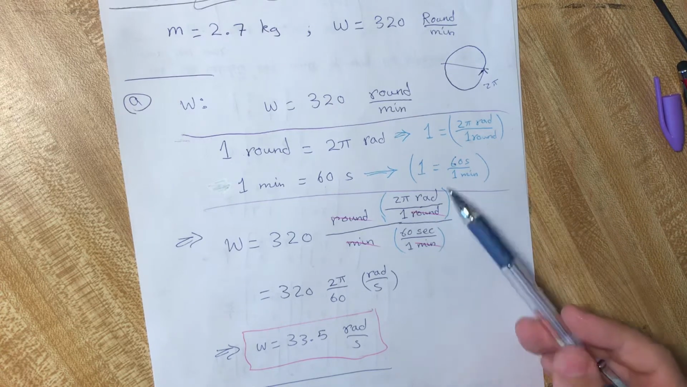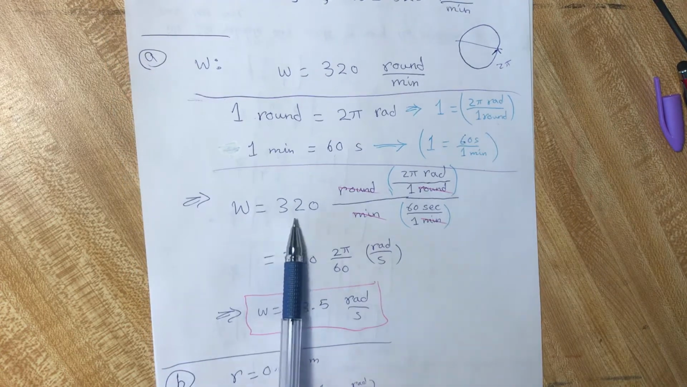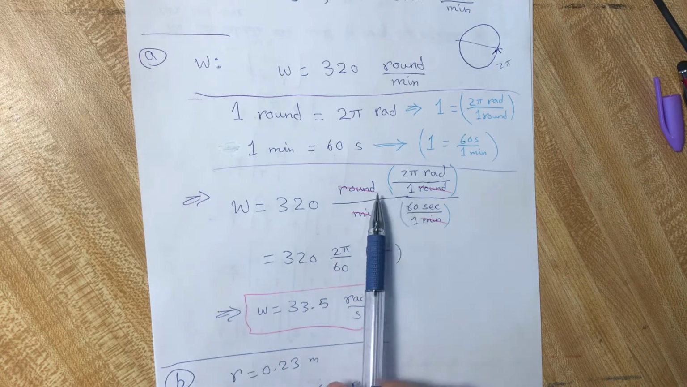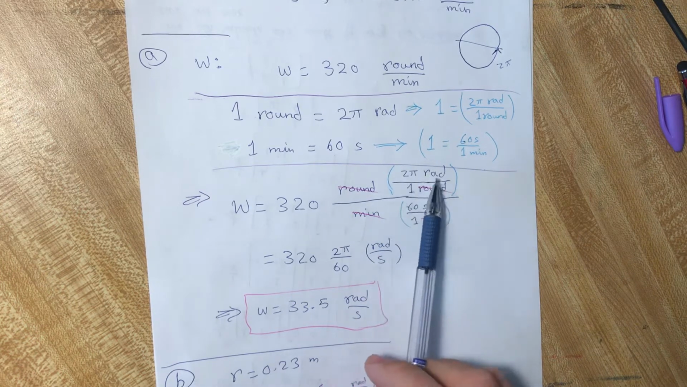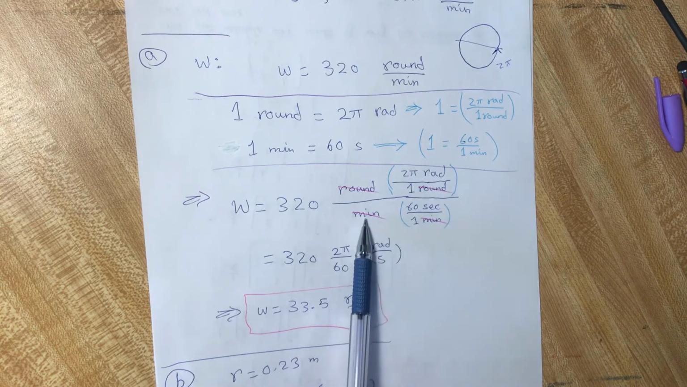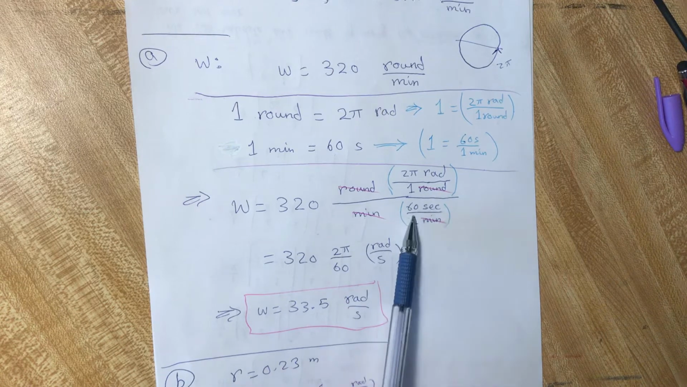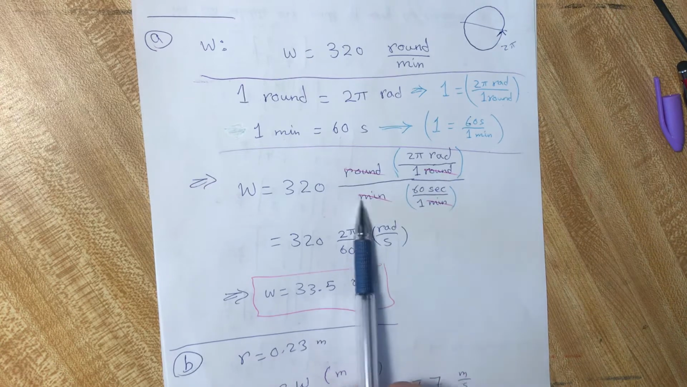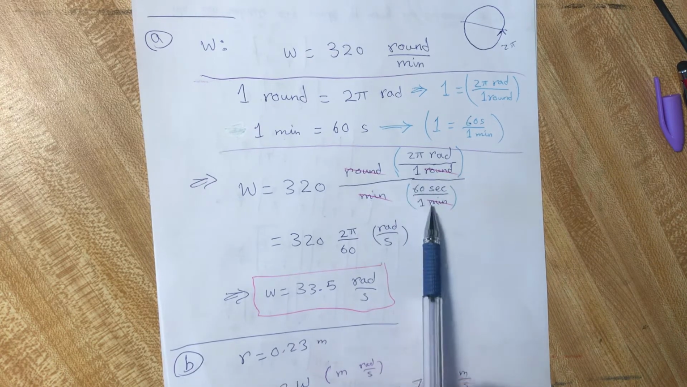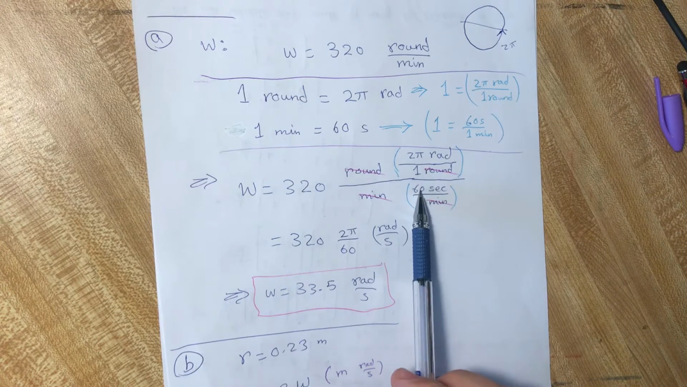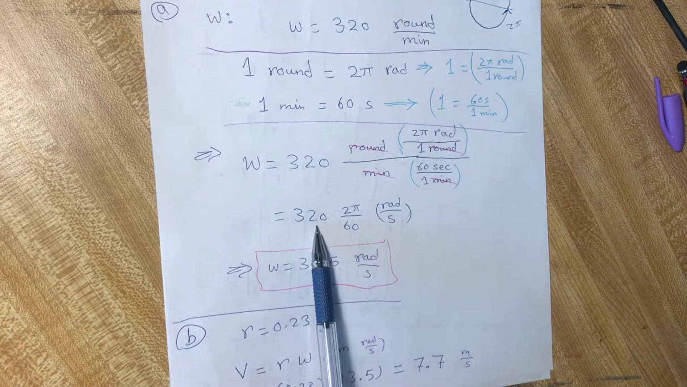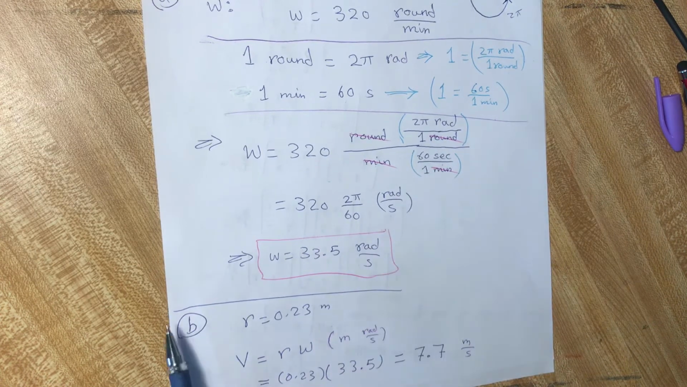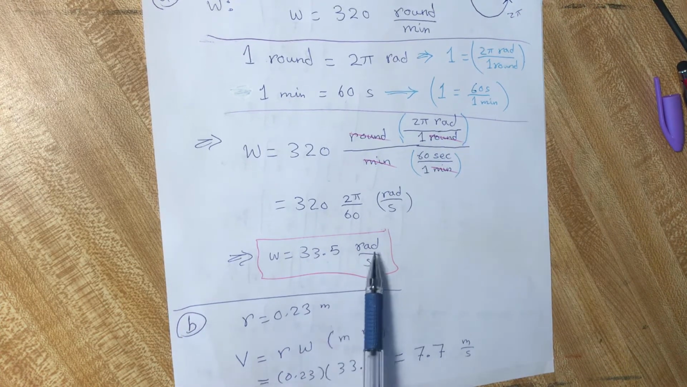to convert the units. So omega is equal to 320 rounds per minute. I multiply by 1, which is 2 pi radians over 1 round, and the minute I multiply by 1, which is 60 seconds over 1 minute. I can cancel these units, and I have 2 pi and 60. The value will be 320 times 2 pi over 60 radians per second. This will be equal to 33.5 radians per second.